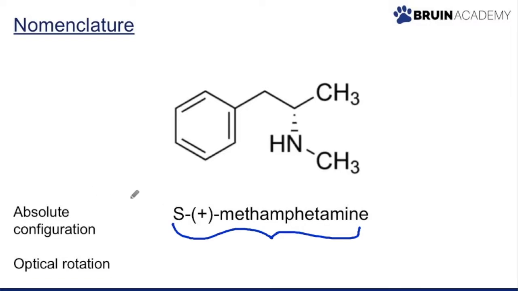This S actually refers to the absolute configuration of the molecule, which we'll be talking about today. This plus written here refers to the optical rotation of the molecule, or its optical activity. If you recall from the stereoisomer video, we talked about the rotation of plane polarized light. A plus here means that it rotates the light in a dextrorotatory or clockwise direction. You'll see this a lot in organic chemistry as well. And then this last part here is simply the name of the molecule, which is methamphetamine.